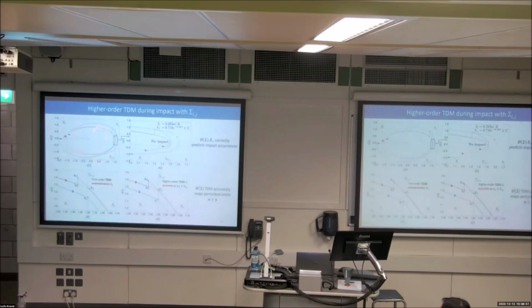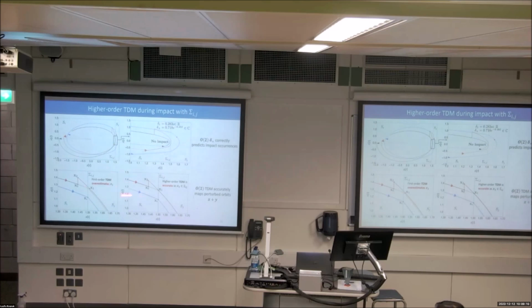So this is an example where we're seeing that an impact does not occur. The black trajectory is the true solution of the perturbed path. The primary orbit is undergoing an impact. But the first order tells us that impact will occur after a finite amount of time. But the second order gives us an imaginary value telling us that impacts won't occur.